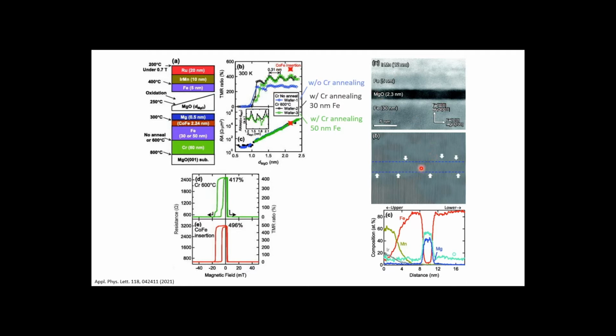So here we can see the cross-sectional HAADF-STEM image of the Fe/MgO/Fe structure. We can see relatively flat Fe and MgO interfaces. And here is the elemental depth profile using the EDS. So we can also see the result of the elemental mapping. And from this we can see sharp MgO interfaces and also no significant atomic diffusion from the upper electrode side.